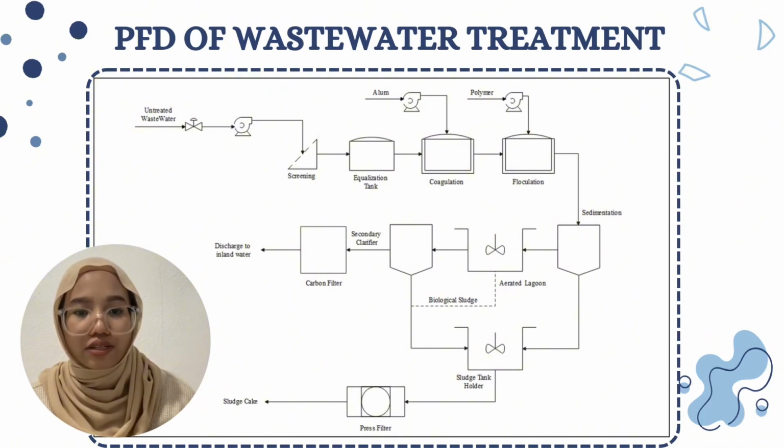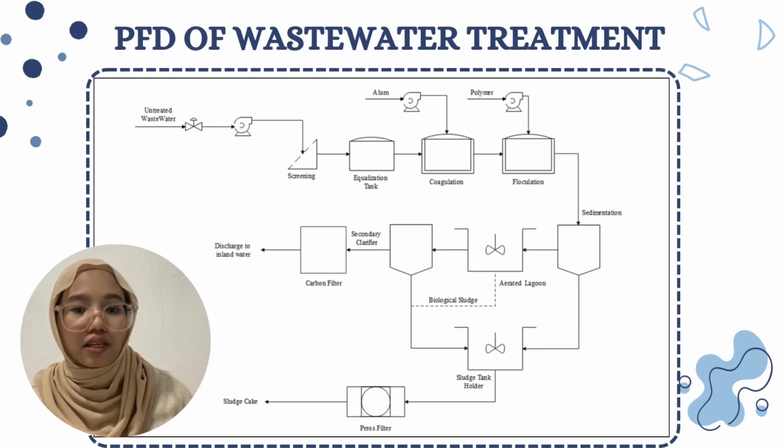Meanwhile, the sludge is directed to aerated lagoons and sludge holding tank, where the biological treatment occurs, and the remaining sludge is processed using a press filter, producing a sludge cake as a final byproduct.